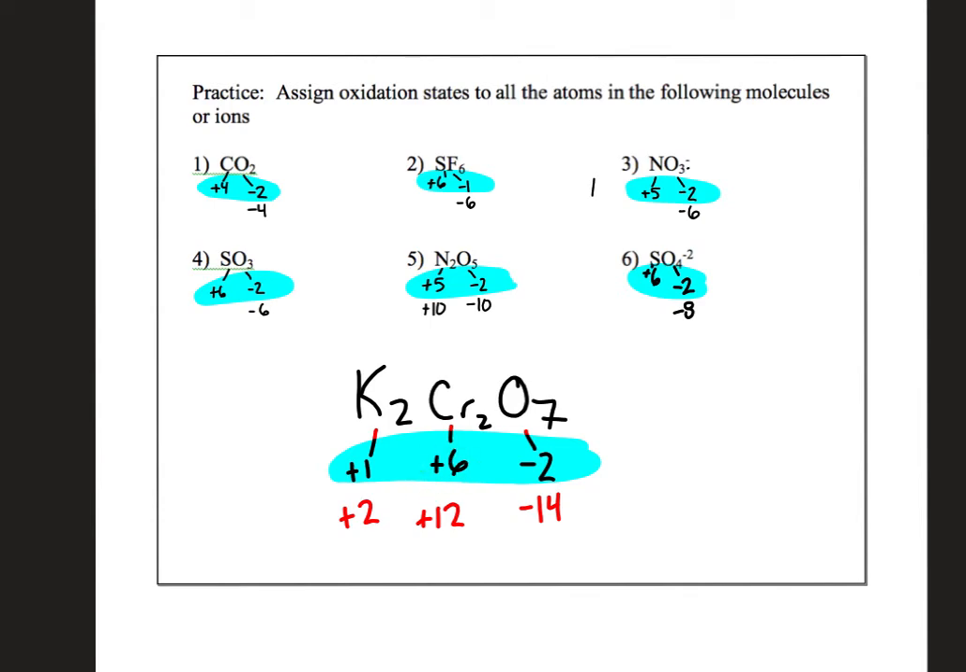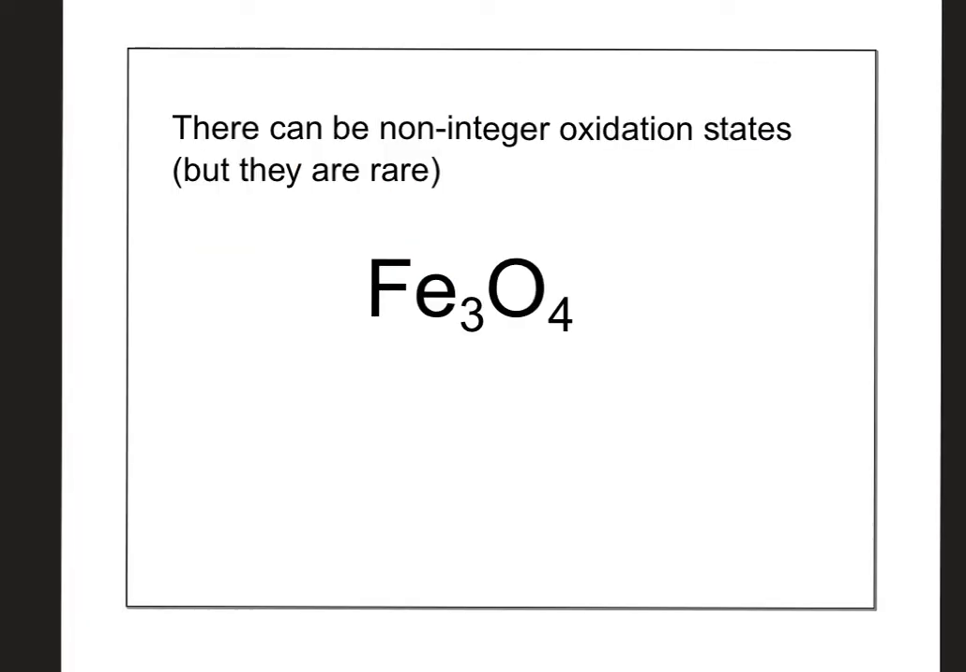is the oxidation number for chromium. It is possible to have non-integer, meaning fractional, oxidation states. It is rare, but I want you to see an example just in case. So why don't you pause the video and try this, knowing that one of these elements will have a fraction as its oxidation number.